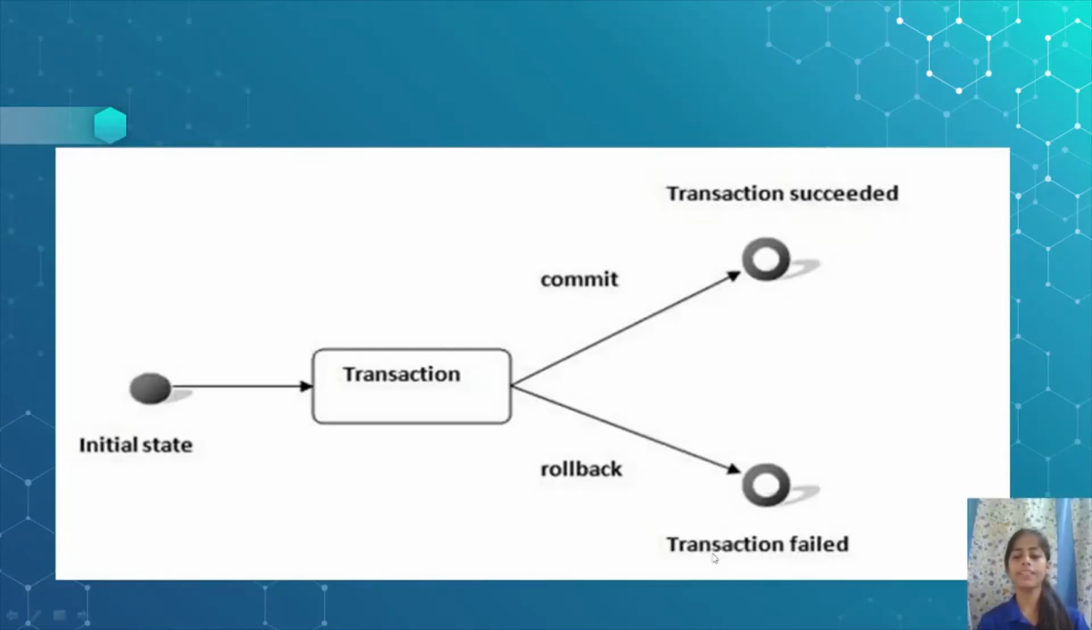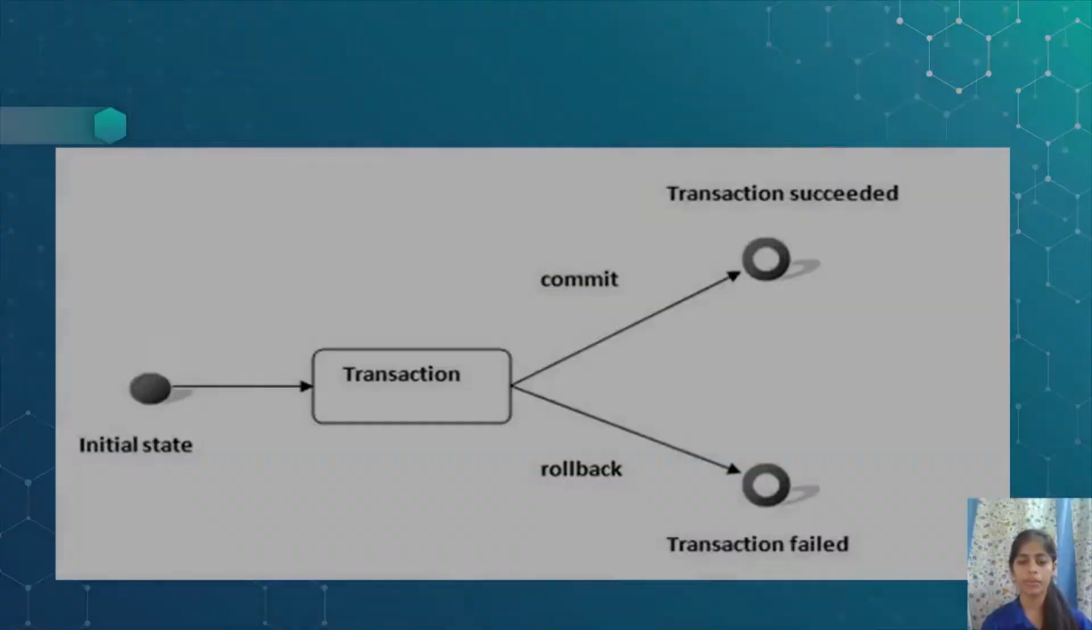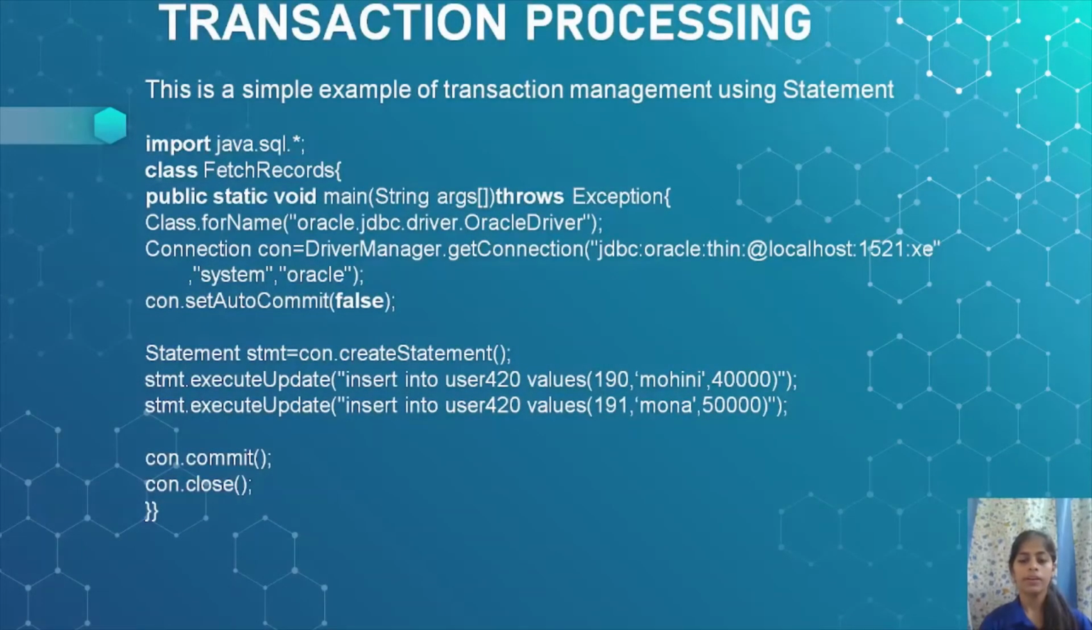Now in this figure we can see that if we commit, then the transaction will succeed, and if the transaction fails, we will use rollback. This is an example of transaction management using Statement. First, we make the connection with the Oracle driver, and then we set auto-commit as false, which means it will not be committed automatically. We insert two rows in the database, and then we commit the transaction. con.close is used to close the connection.